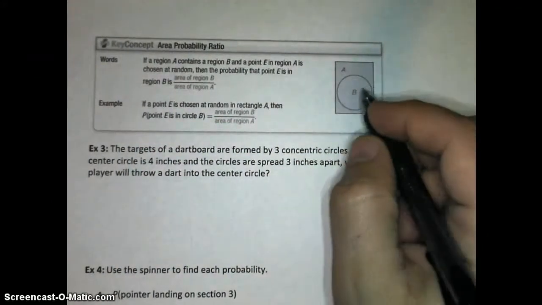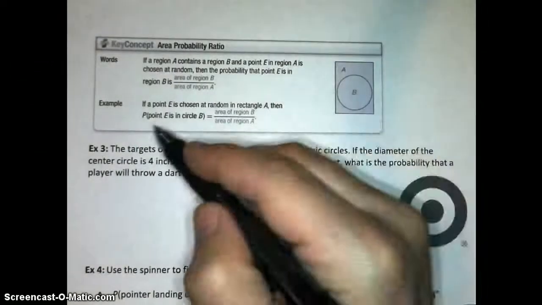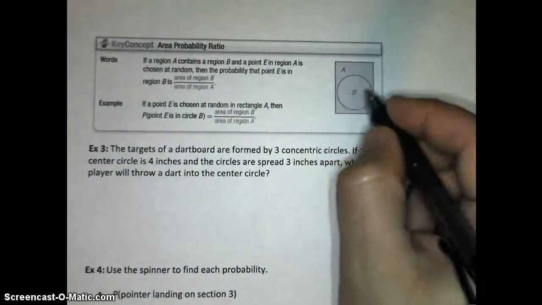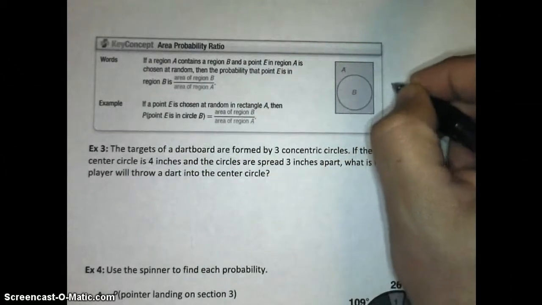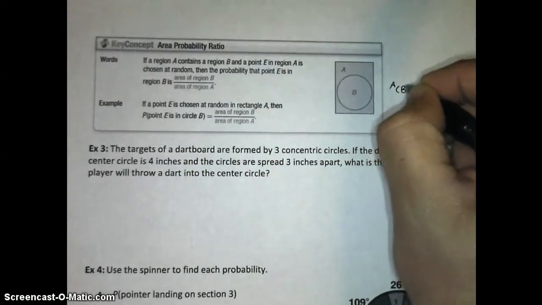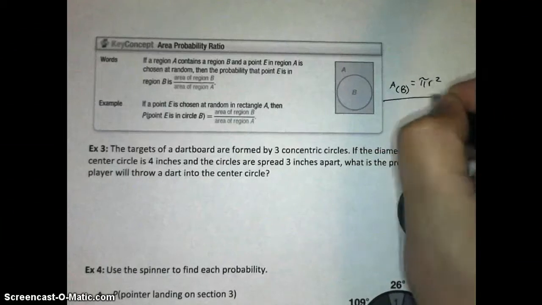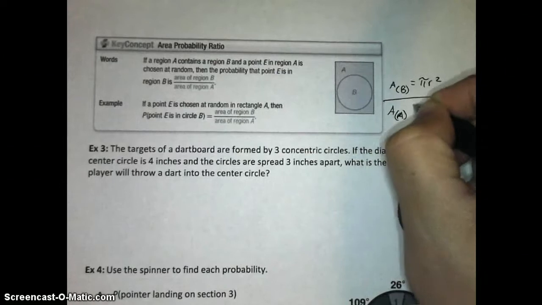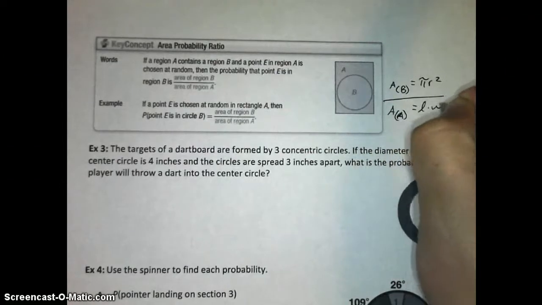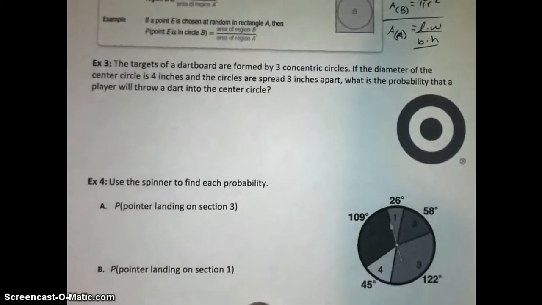So specifically here, we have the area of a circle and area of a rectangle. The probability that our point E is in circle B is the area of the circle B. Remember, area of a circle is pi r squared, out of the area of rectangle A, which would be length times width, or base times height. Okay? So let's move on to example 3.